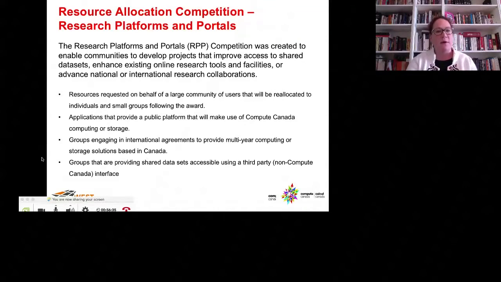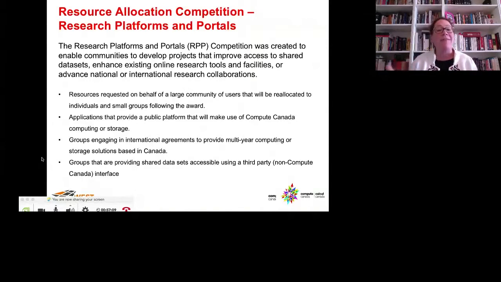But the one that I want to really talk about is this Research Platforms and Portals, the RPP. It was created for a number of different reasons, to enable communities to develop projects that improve access to shared data sets, enhance existing online research tools and facilities, or advance national and international research collaborations. Some examples here might be resources requested on behalf of a large community of users that will be reallocated to individuals or small groups.